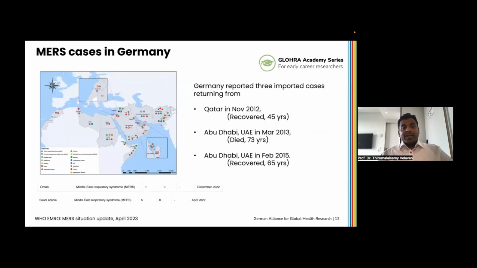When we look into MERS cases in Germany, Germany has reported 3 imported cases, one in 2012 from a returning traveler from Qatar who has recovered, who was 45 years old. The second case in March 2013 was also a returning traveler from Abu Dhabi who died, who was 73 years old, because of comorbidities. And the third person, in February 2015, also recovered, who was 65 years old. But there are always sporadic cases of the MERS-CoV happening all around, especially in the Middle East. The last cases reported are in Oman and Saudi Arabia in the last years.